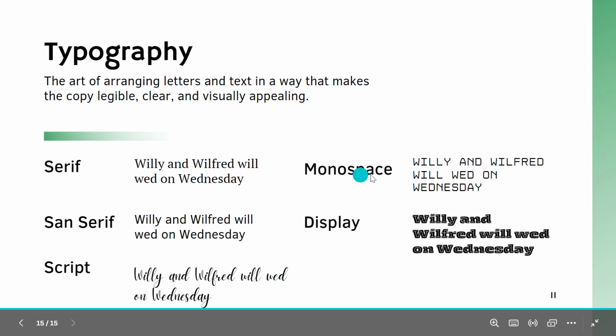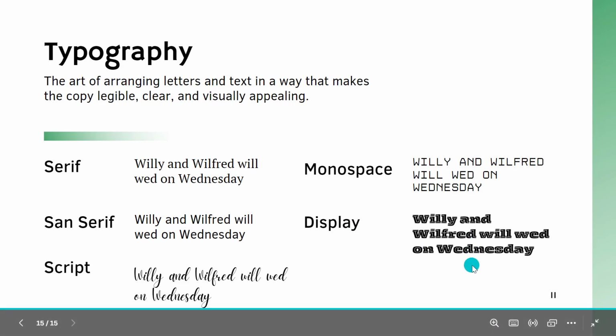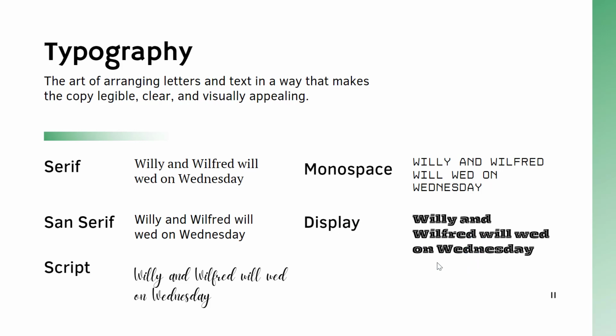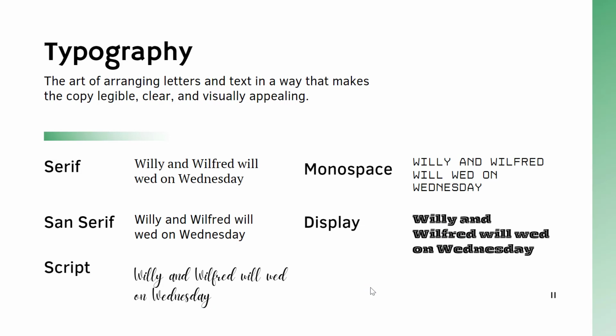We have the monospace. Monospace are fonts that are of the same height all through, regardless of whether it is a capital or a small letter. They are all the same height. And the display are this kind of heavy, thick fonts with some designs attached to it. These fonts also have their applications.